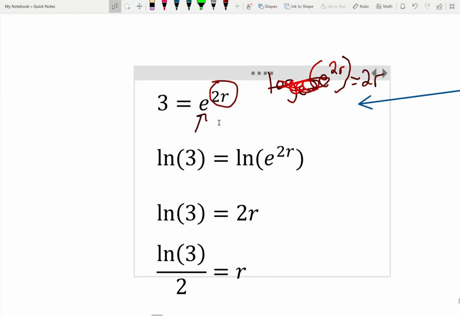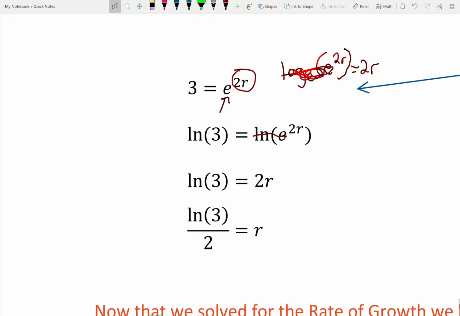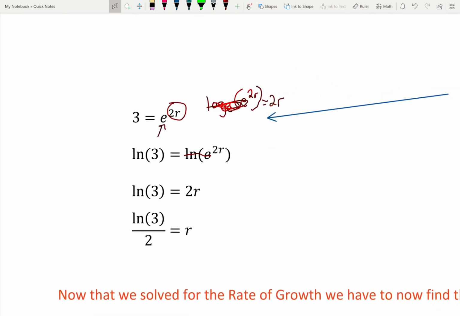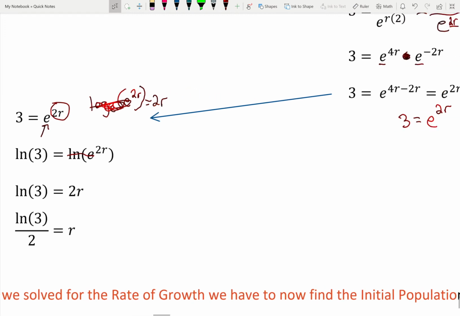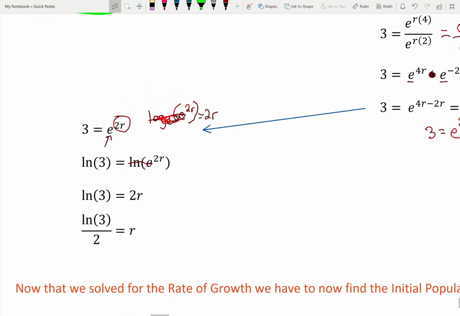So in this next step, ln and e end up canceling out, so I'm left with just 2r. Now I know that r is equal to ln of 3 divided by 2. A lot of work just to solve for one variable, I know. But the reason why I did a long-winded question like this is they might ask you to do something like this on Pearson. So just trying to help you out.